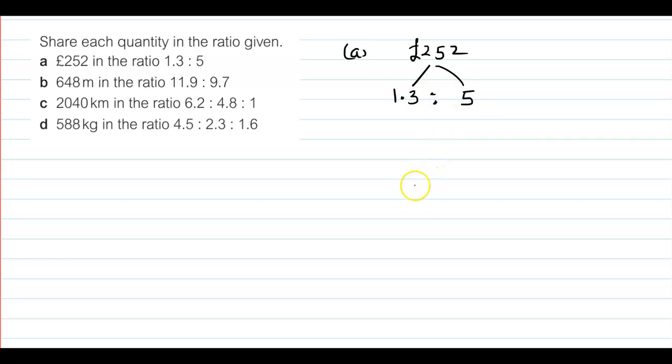So how can we do that? Is there any idea what your approach will be? Can we add 1.3 with 5? Yeah, that's fine. But before that, is there any way we can get rid of decimals?